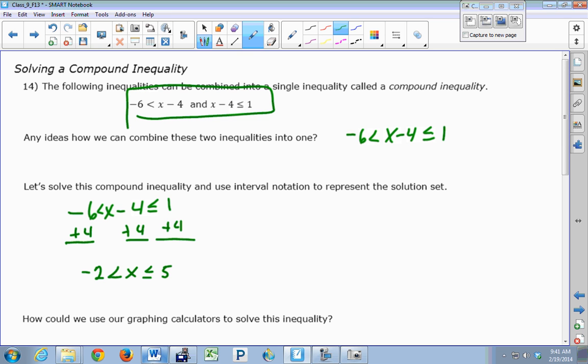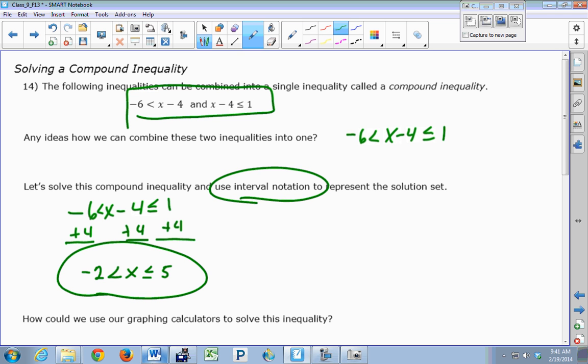There's my solution set looking at you right in the nose. This is the solution, yeah? So how do we use interval notation to represent that solution set? Open parenthesis, -2, comma, 5, close bracket, right? Like a staple.